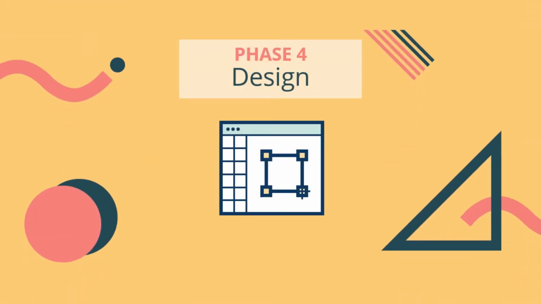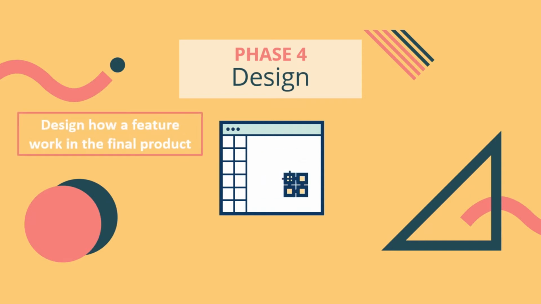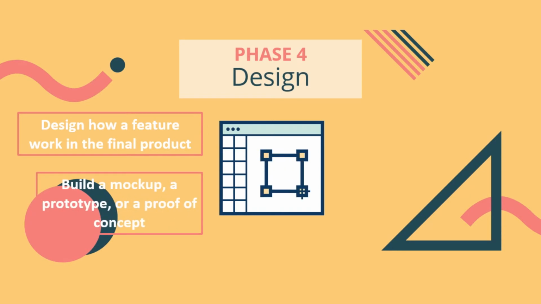Phase 4 is design. We start combining all the information we gathered about the project scopes from phase 3. A flowchart can help in designing how a feature works in the system. We can also go one step ahead and try to build a mock-up or even a proof of concept, just to make sure that what we're trying to build is not impossible.